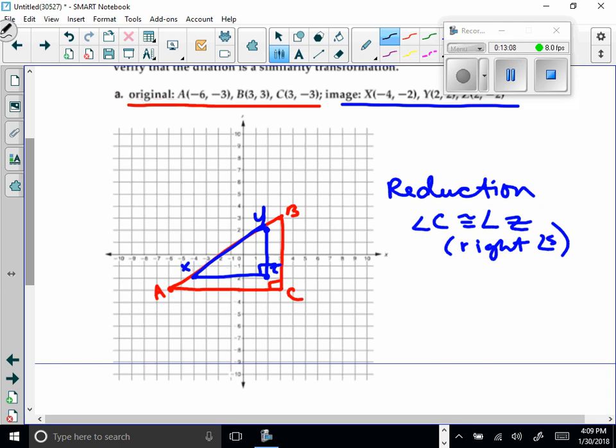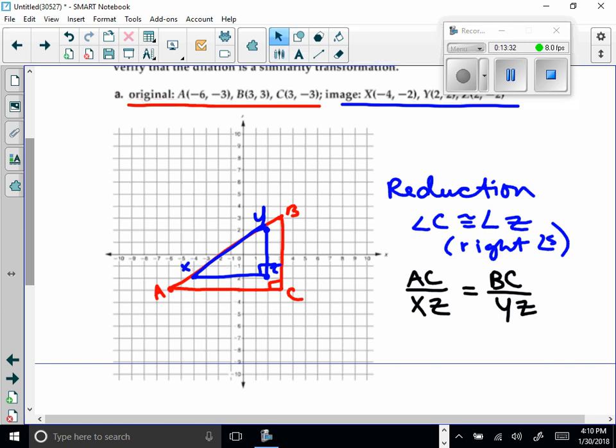So within this figure, I want to compare AC to XZ. If that is proportional to BC over YZ. If those are proportional, then this is a similarity transformation, and that's how we would confirm it using either angle-angle similarity, side-side-side similarity, or side-angle-side similarity. We just need some values to go with this.